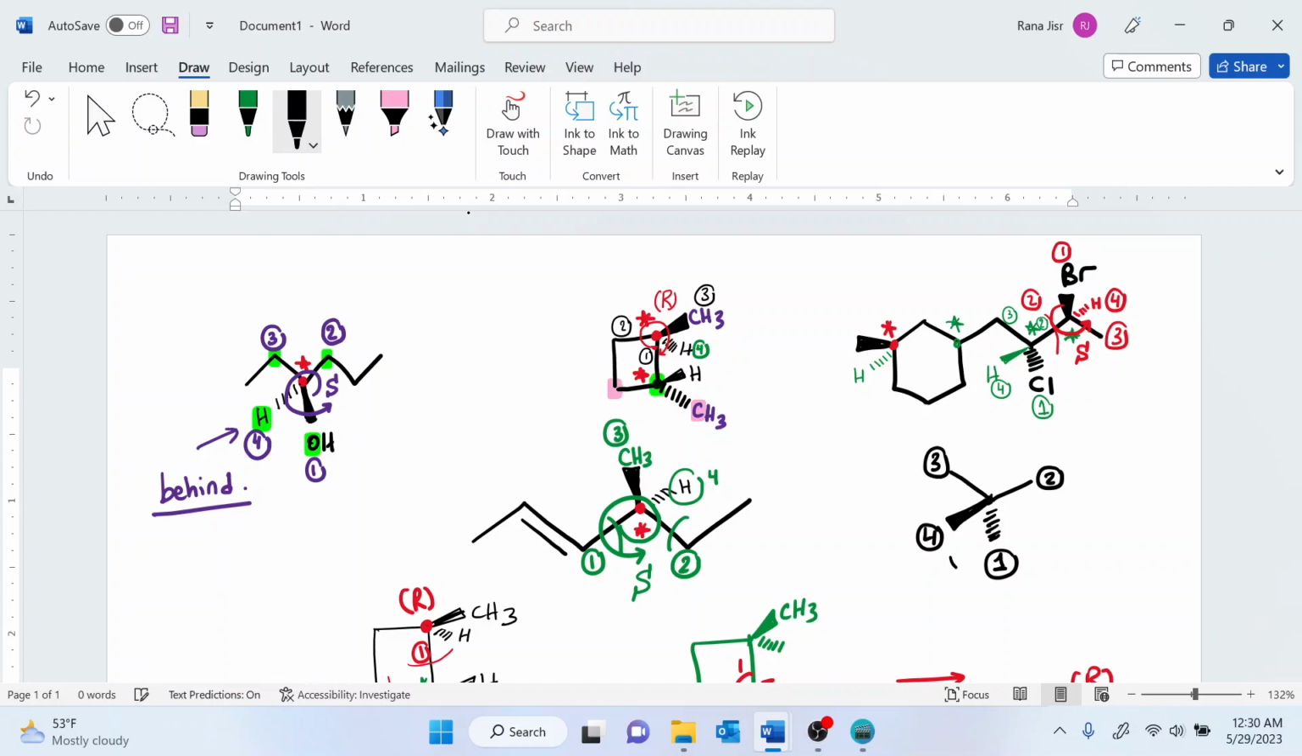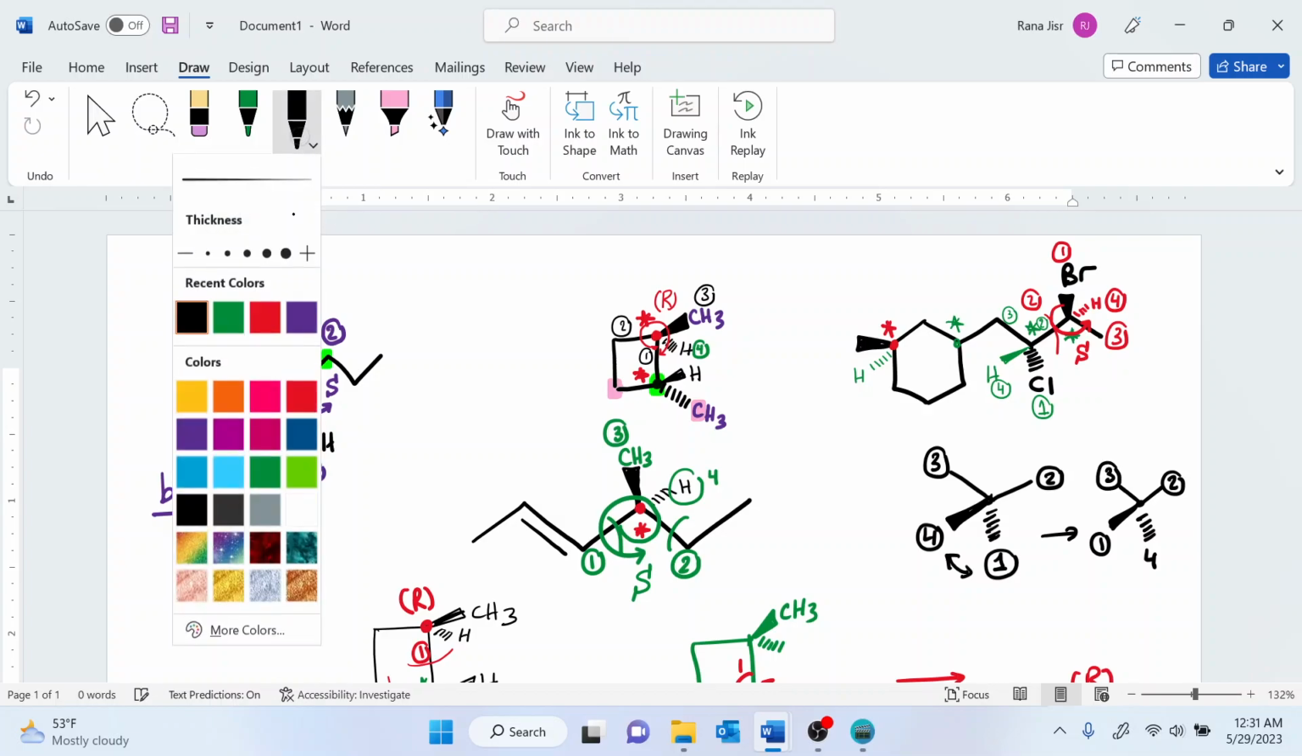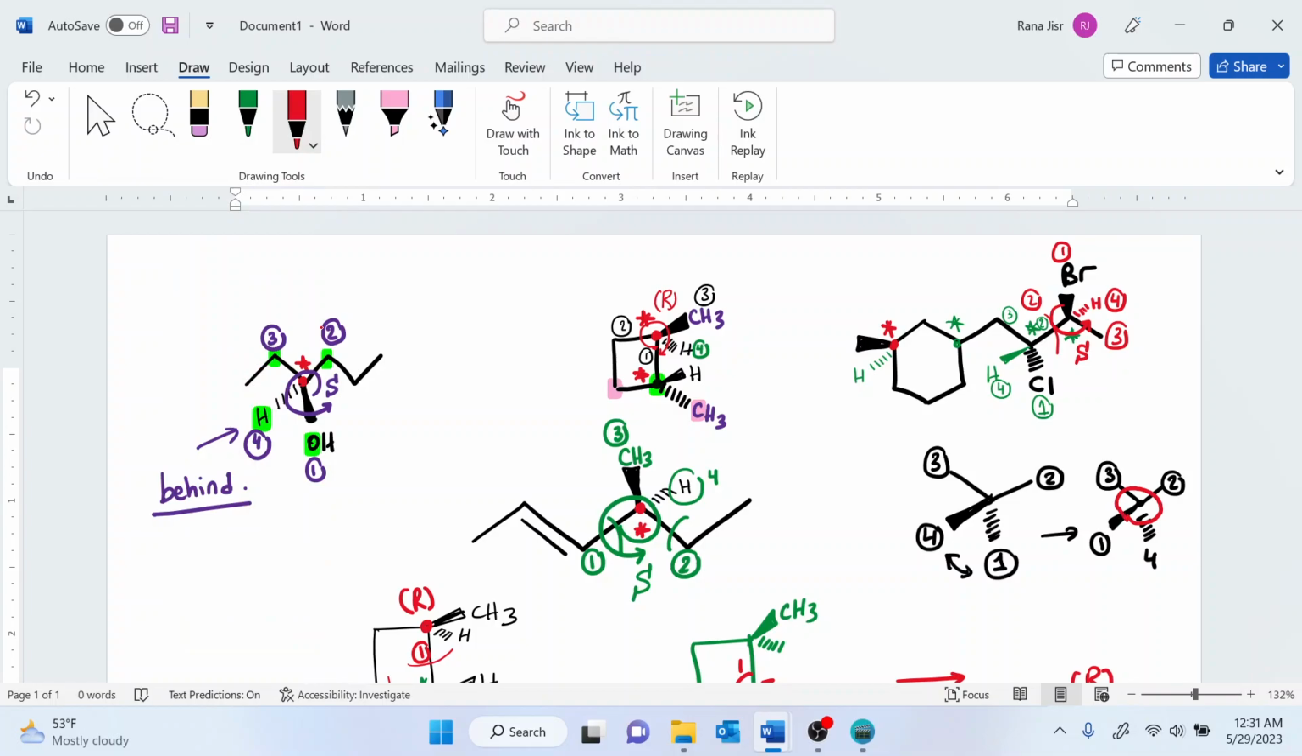So we're going to go ahead and switch 1 with 4. So switching 1 with 4, now 1 is going to be in front and 4 is going to be behind. We're going to keep 2 and 3 the same. And we're going here by 1, 2, and 3. So that is an S configuration. This means that this guy is going to be an R. So this one is going to be an R.